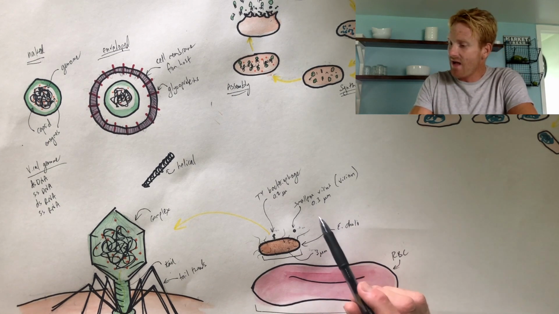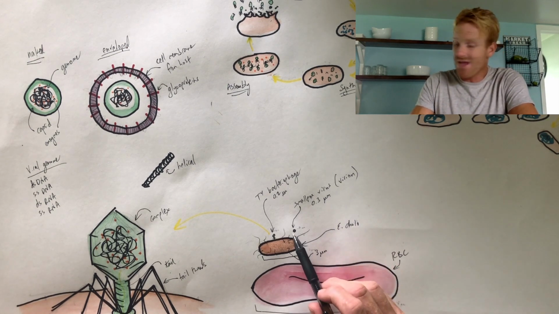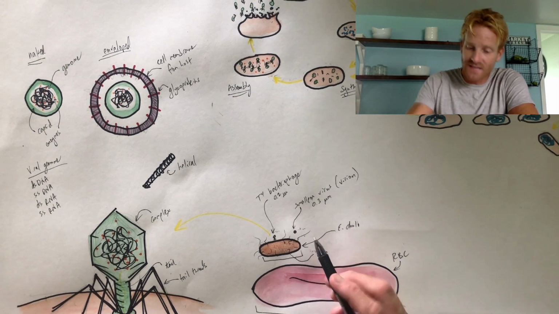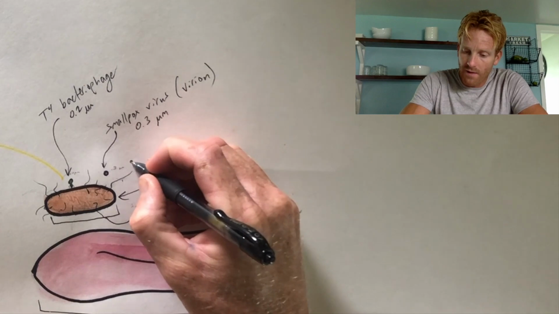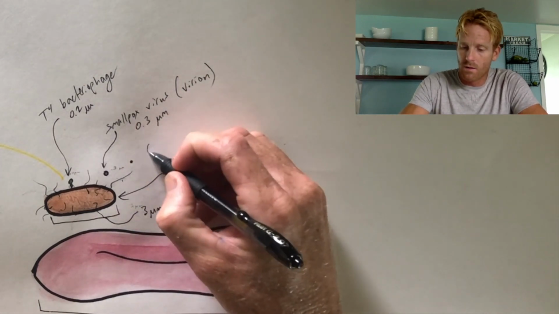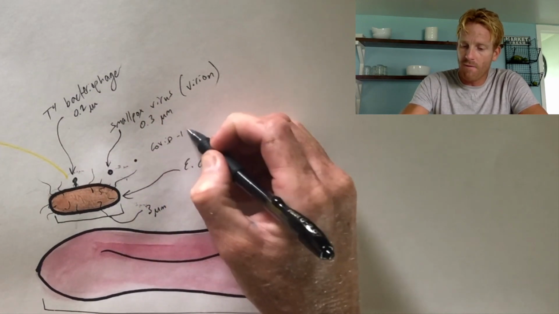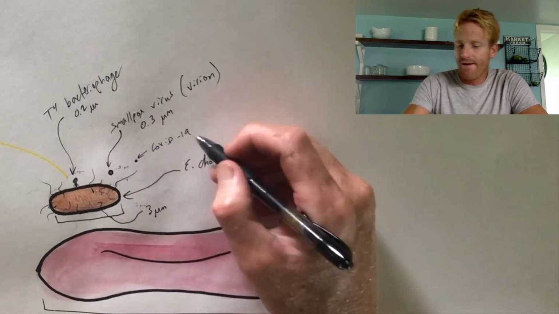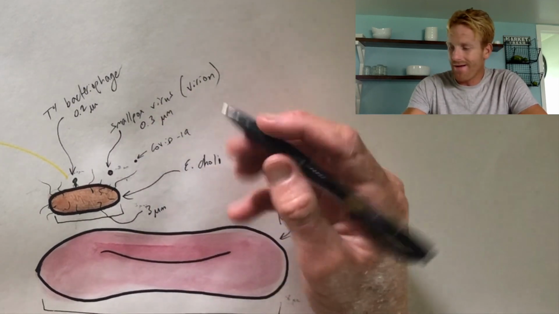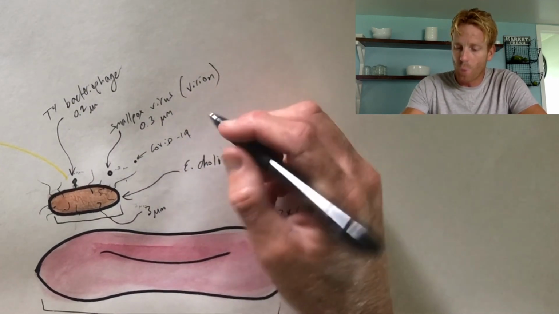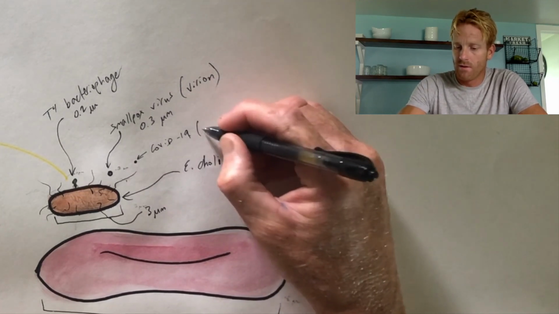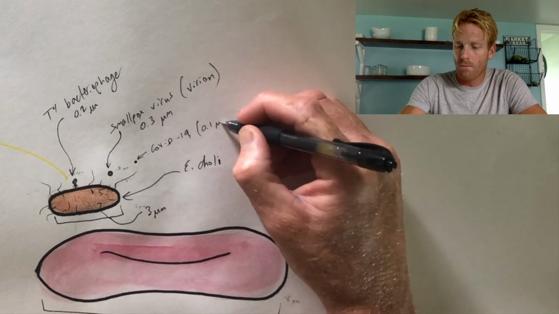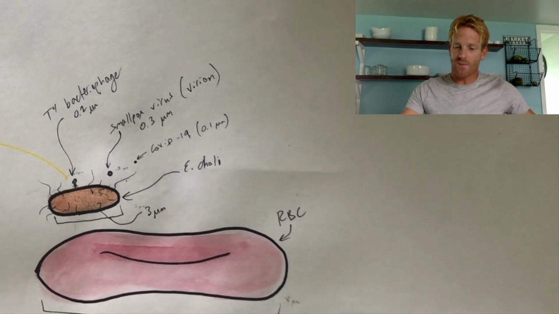So that means that the coronavirus is going to be about, I don't know, half the size of this guy. So the coronavirus would be about that big. So that would be COVID-19 right there. And his diameter is about 0.1 micrometers or 100 nanometers. So he's very small.